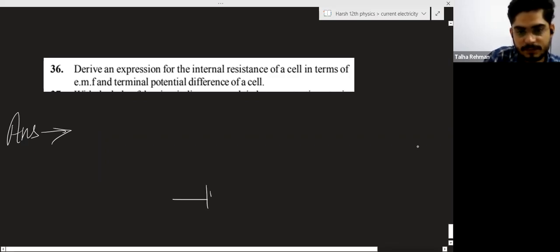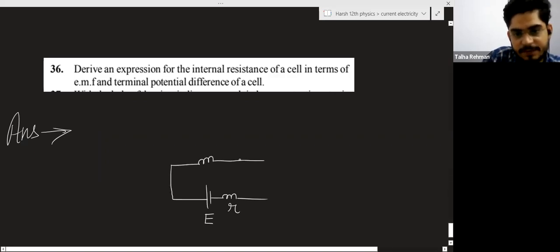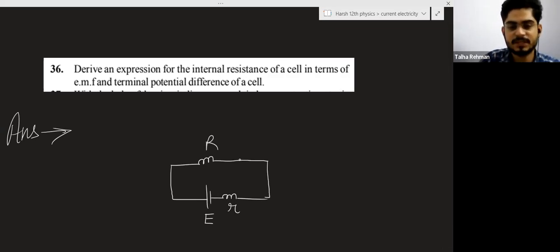First we will take a cell, and this cell has the internal resistance r and the EMF E. Suppose this cell is connected with an external resistance capital R. All things we have discussed. Suppose this cell is in the working condition, so current is flowing like this, from the positive terminal to the negative terminal.